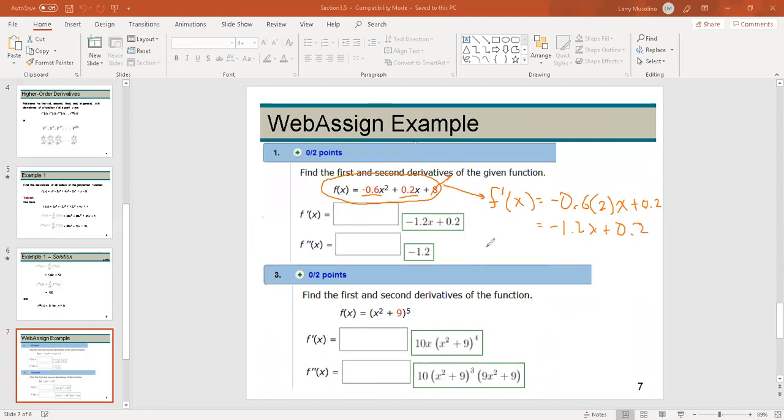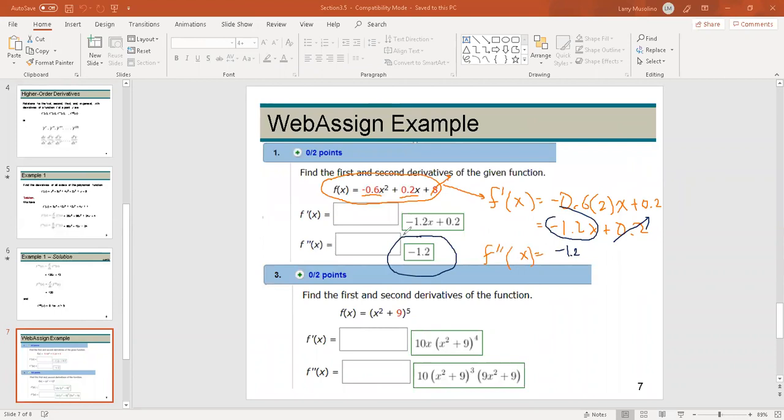Now they're also asking me to find the second derivative. Well, the second derivative means I'm going to take the derivative of the first derivative. When I take the derivative of negative 1.2x, I just get negative 1.2. And then the derivative of this constant, of course, is 0. So the second derivative just turns out to be negative 1.2.